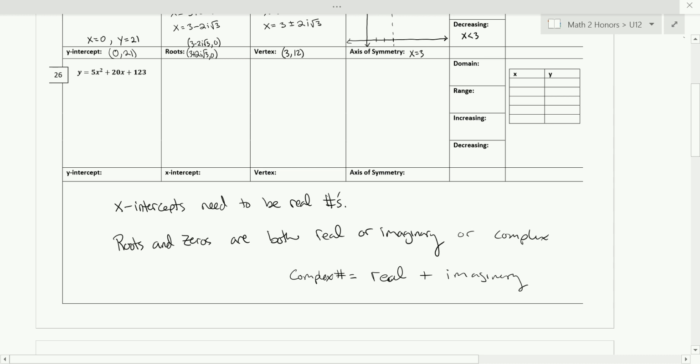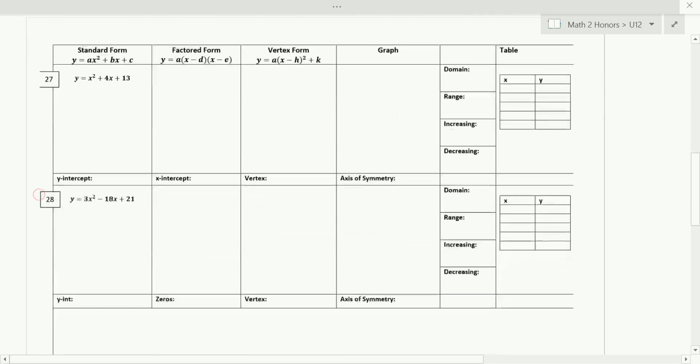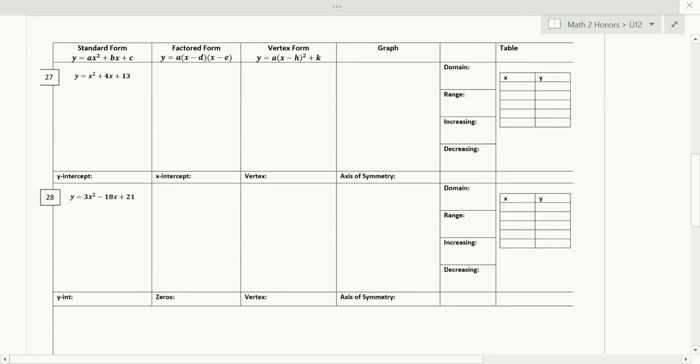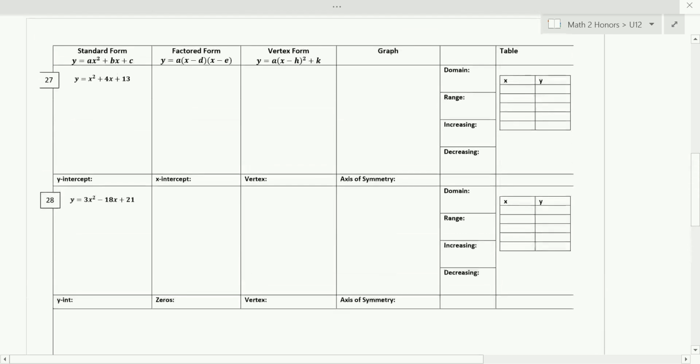Okay, so just keep in mind, number 26 is asking for an x-intercept. So if you get imaginary roots, you're going to say, I don't have any x-intercepts. You're going to write none. Okay. All right, let's move on to, yeah, let's do number 27.